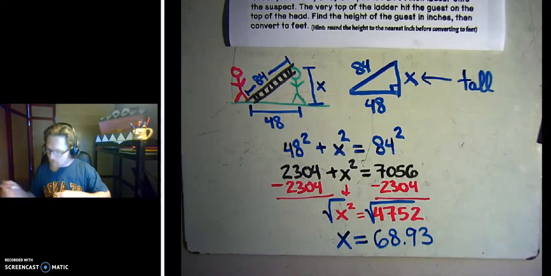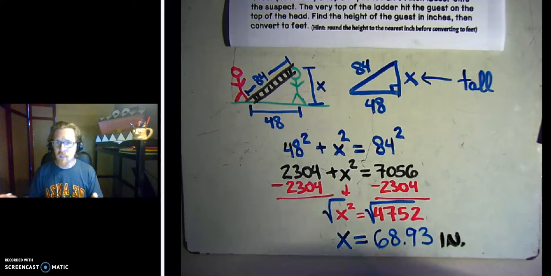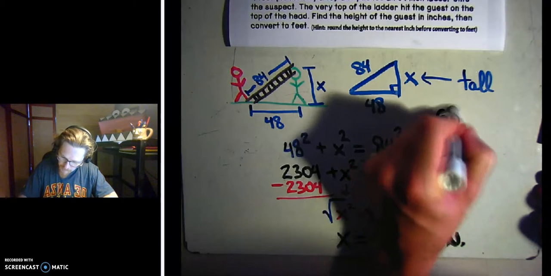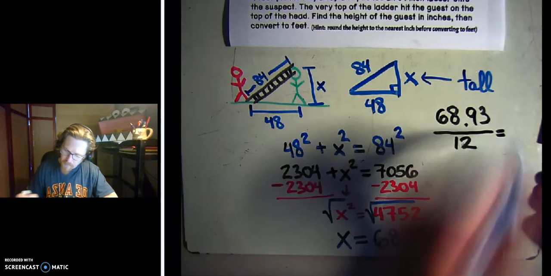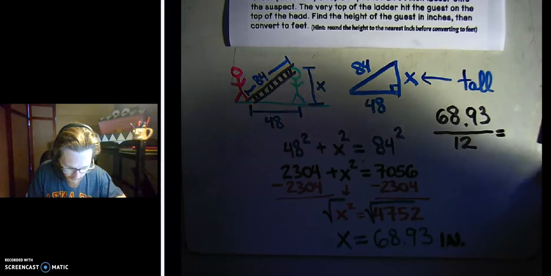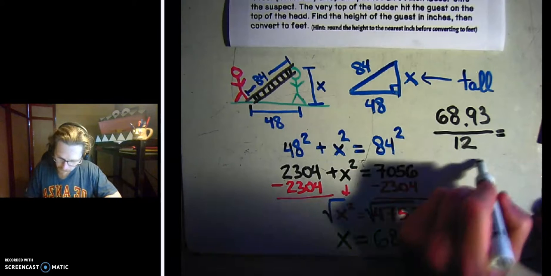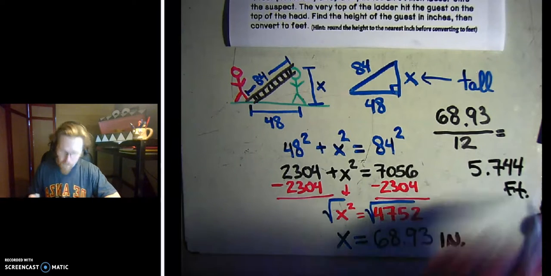Now remember, 68.93, this is inches. So this tells me how tall this guy is. He's 68.93 inches. But I need to convert this to feet. So I know that there are 12 inches in 1 foot. So I'm going to take that 68.93 and I'm going to divide this by 12. That's going to give me how many feet this is. So when I divide this 68.93, I'm using a calculator over here on the side, divided by 12, I get 5.744. Now this is my answer in feet.